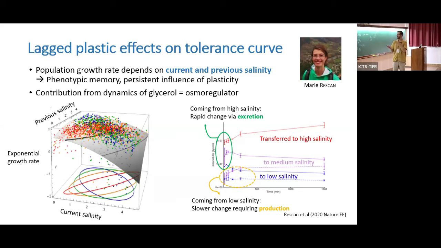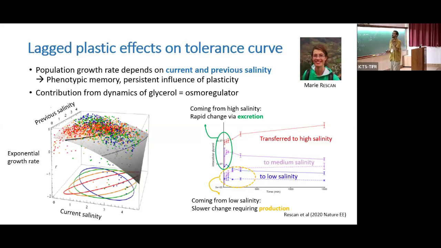Unfortunately, we couldn't use this trait a lot. We never managed to do this high throughput that we wanted to do, so we just do this glycerol test, you know, it was a bit painful. But so these continuous lines, they're coming from high salinity. And then we place them in high, medium, or low salinity. Whereas this dashed line, they were coming from low salinity, and then they went to low, medium, or to high where they died, okay?